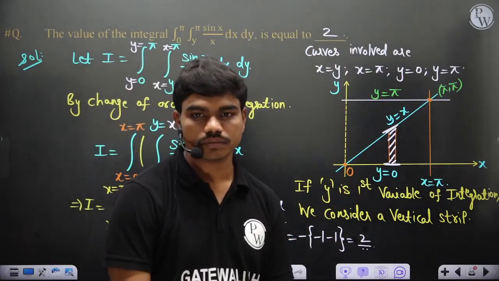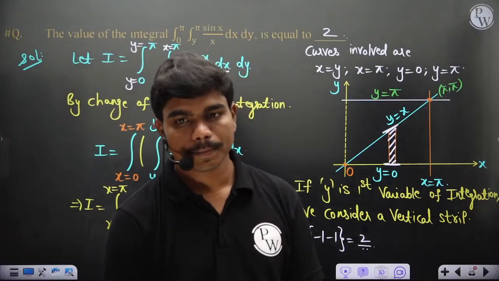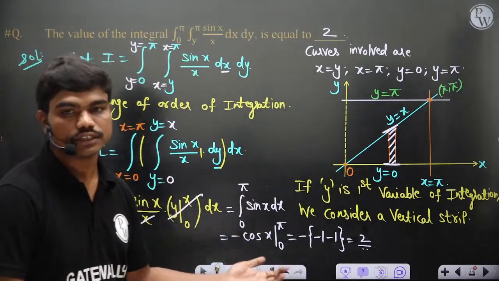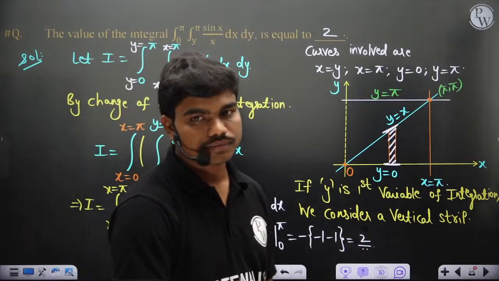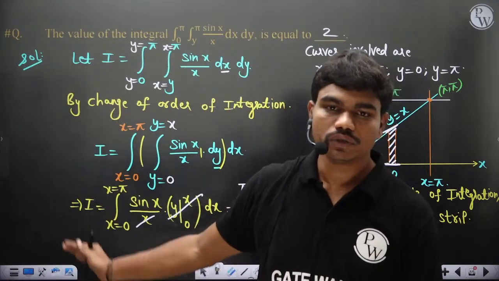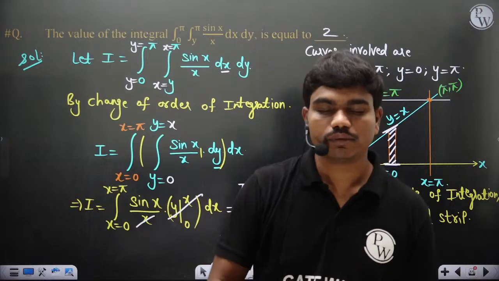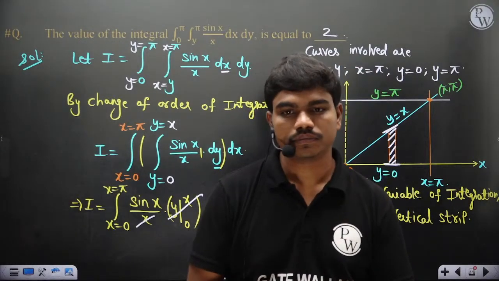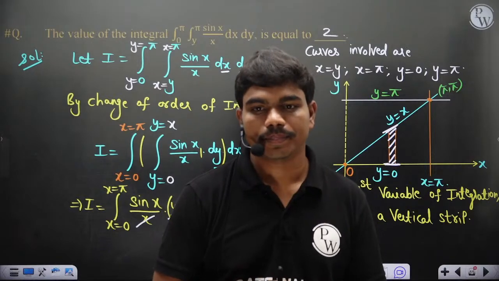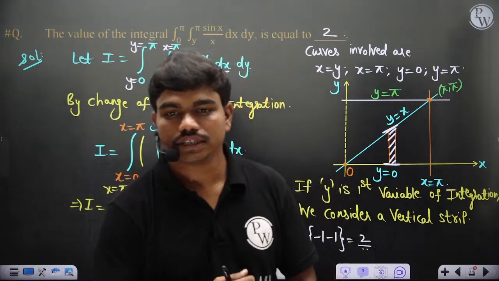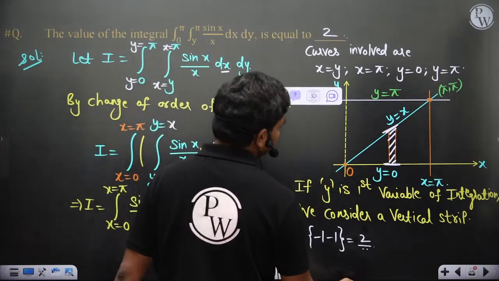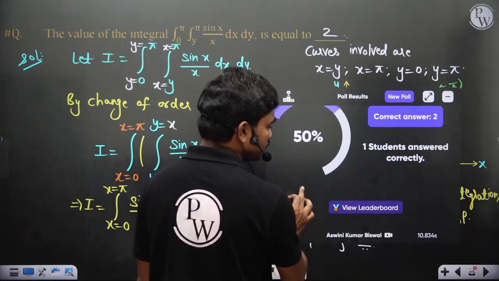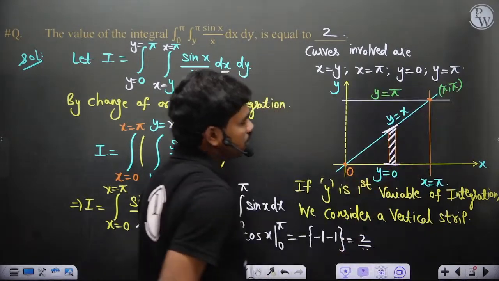Got it? This x gets cancelled because of doing the integration, and then it's easy to integrate. But if you choose x as the first variable of integration, it's not very comfortable. It takes so much time to evaluate the integral. So the answer is 2. Let's see if some of you have entered 2. Ashwini, good.